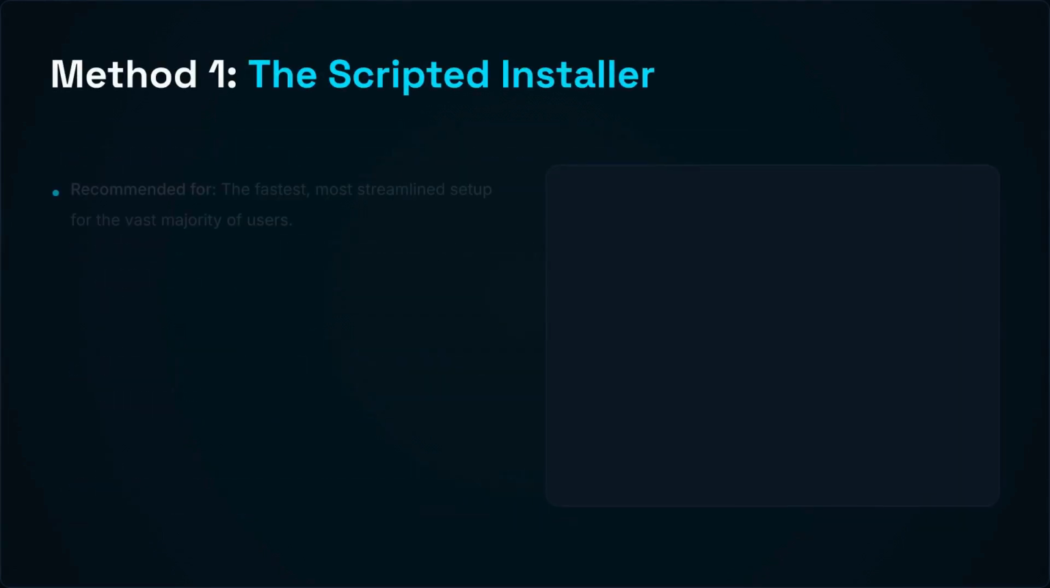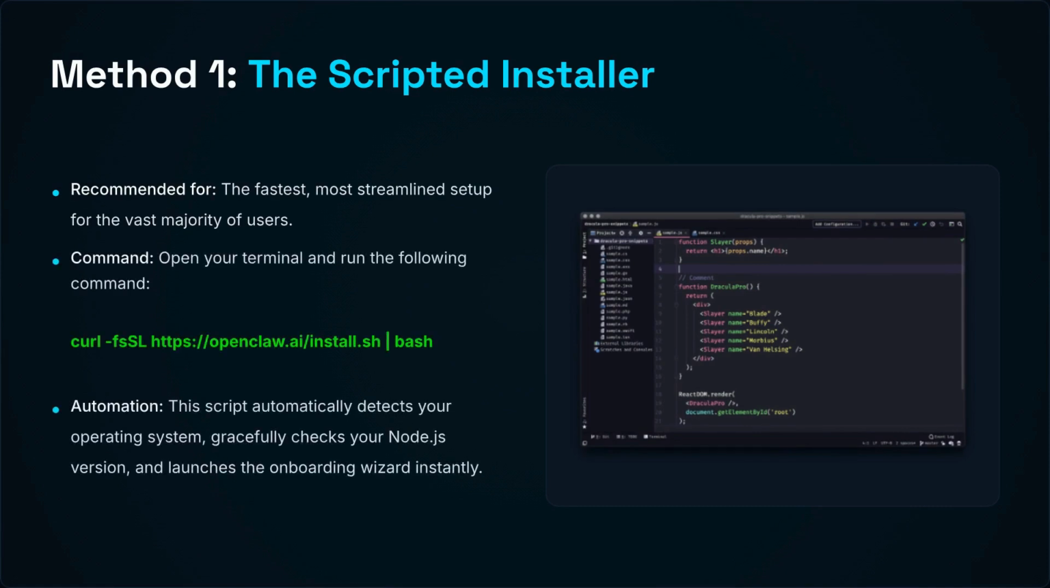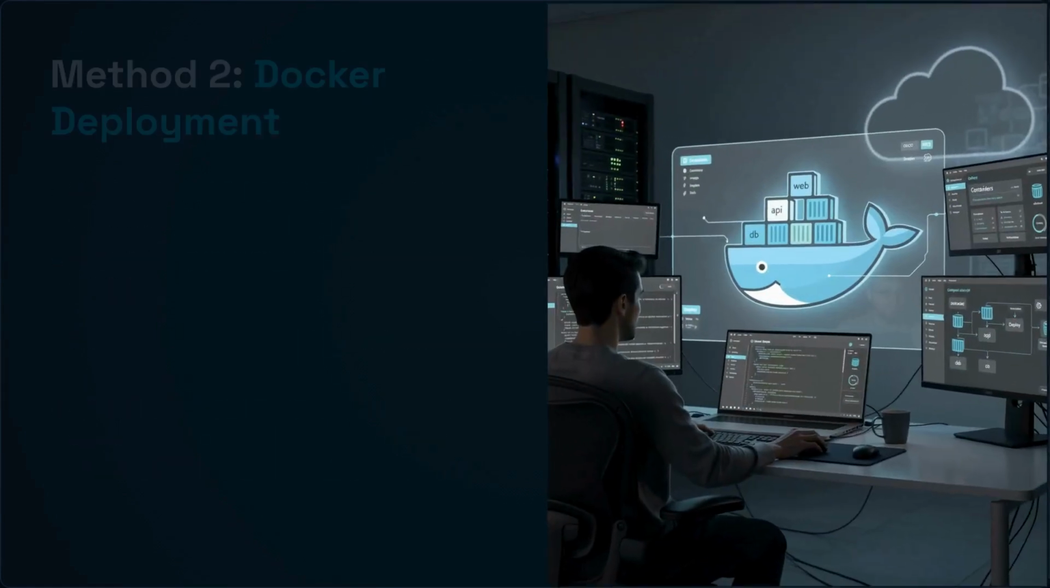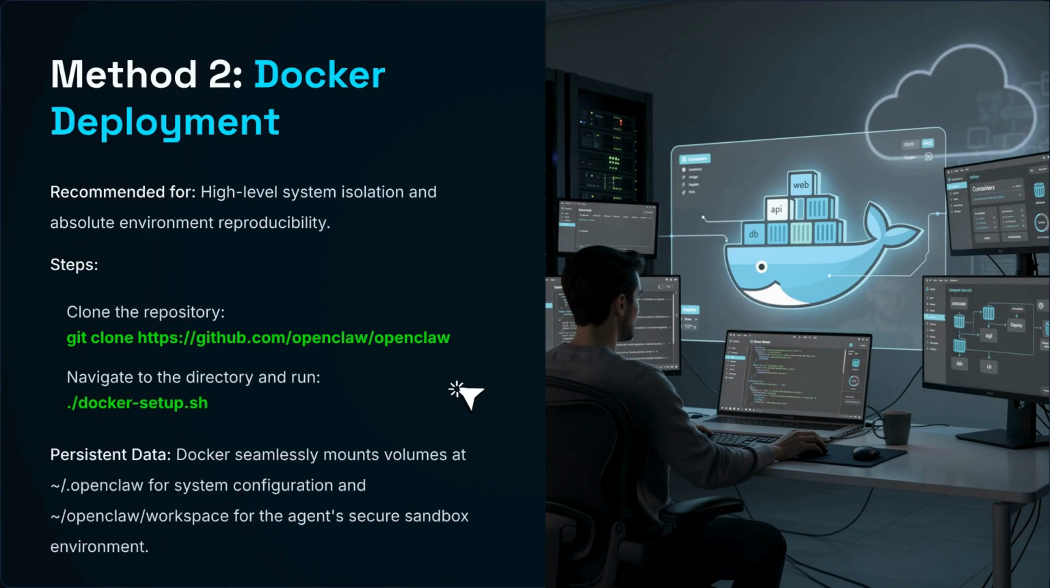Method 1. The scripted installer is recommended for the fastest setup. Simply open your terminal and run the command shown on the screen. The script automates OS detection, checks your Node.js version, and launches the Onboarding Wizard instantly. Method 2 is Docker deployment, ideal for high-level system isolation and reproducibility.